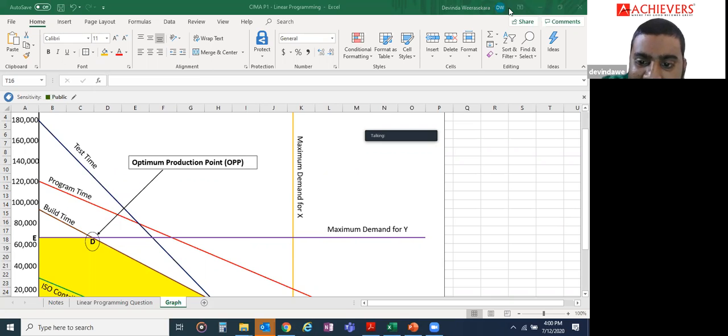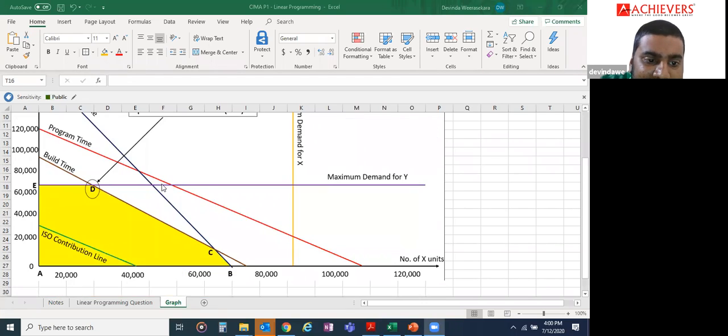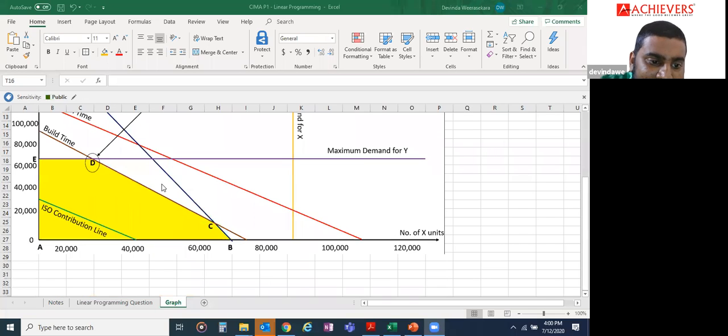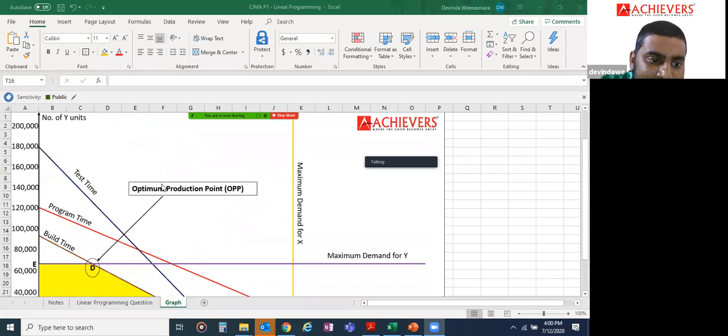At the exam you will not get to draw this, right? Because obviously you can't draw it on your computer screen. So what the examiner will do is give you this graph and ask you to interpret the graph. You will not be asked to draw, you will be asked to interpret.